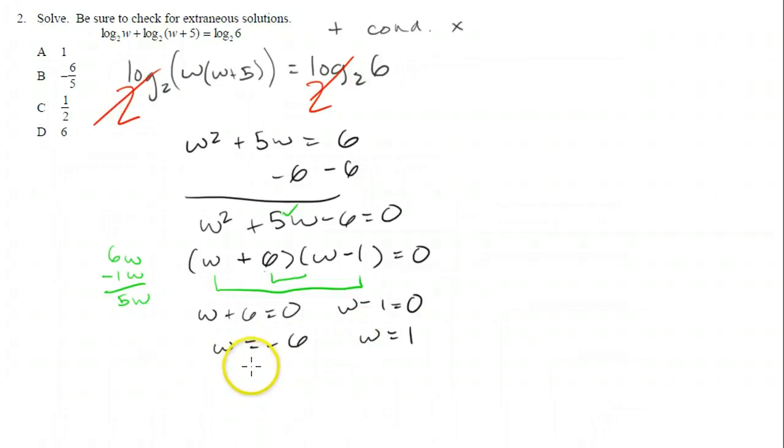And so now we have to check for extraneous solutions. Well, if I tried subbing in negative 6 into my log right here, I'm going to end up taking log of negative 6. And we know we can't take the log of a negative, so we just cross that one out. And here, if I plug in a 1, that's fine, and 1 plus 5 is also positive. So my answer is just going to be 1.